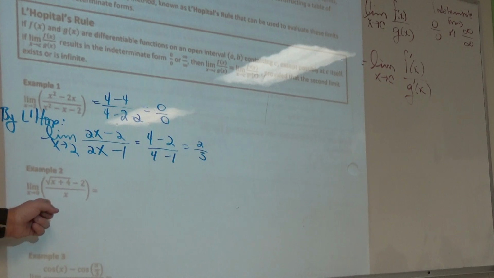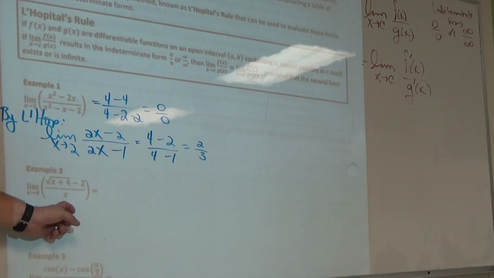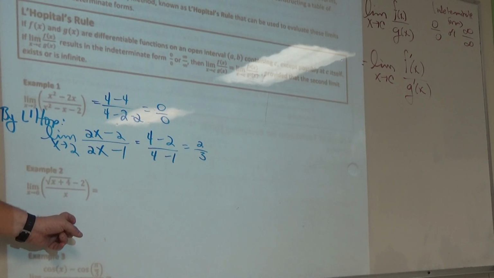Limit as x approaches 0, square root of x plus 4 minus 2 over x. You guys just did this. You know that the answer, what is it, 1/4? 1/4. And you got that through, I know it was a little weird, multiplying by the conjugate. Yes. Check out what happens with L'Hopital's rule. First of all, convince somebody near you that you can use L'Hopital's rule here.